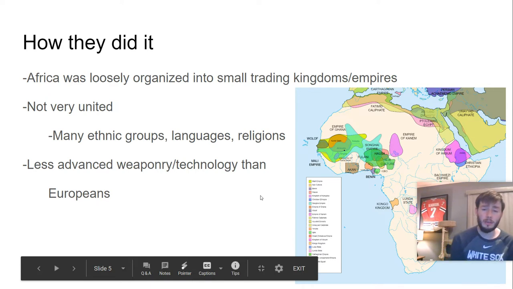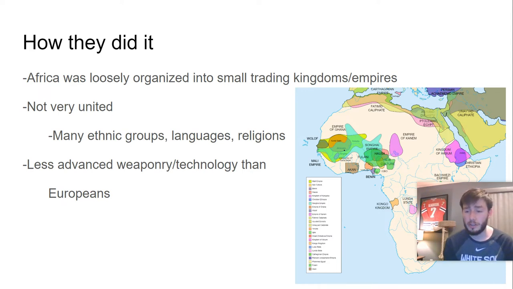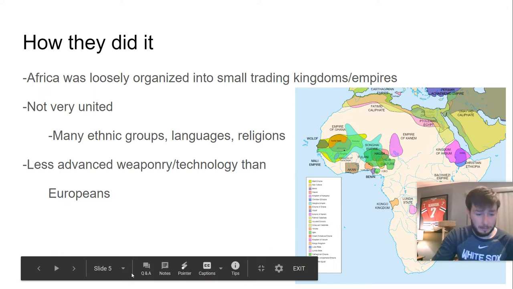They were not very united. There were lots of different ethnic groups, different languages, different religions, and different leadership in all these trading kingdoms. There were a lot of small groups of people, and they were way less advanced. They didn't have as good weapons or as good a military, and their technology was not on par with the Europeans. The Europeans just went in and took it. They didn't have that much resistance, so the Europeans were able to take control relatively easily. This made it very easy for them to colonize.